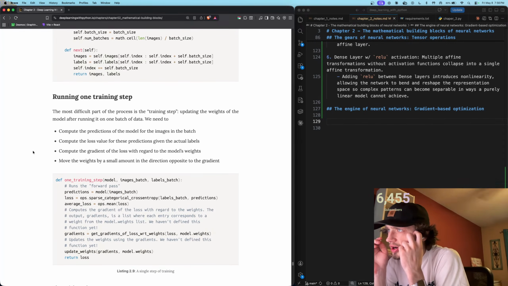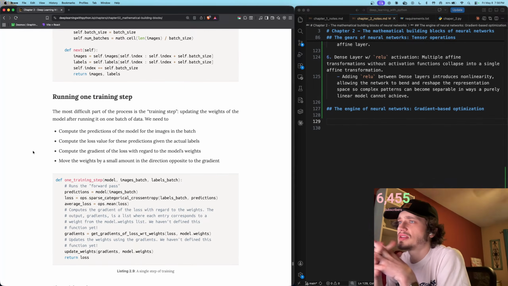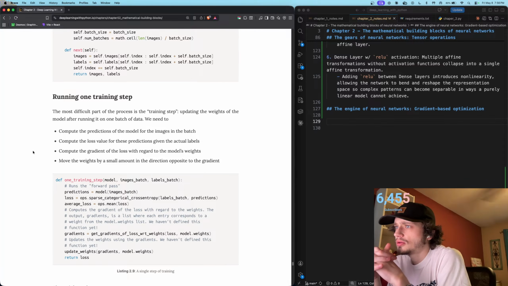The most difficult part of the process is the training step, updating the weights of the model after running it on one batch of data. We need to compute the predictions of the model for the images in the batch, compute the loss value for these predictions given the actual labels, compute the gradient of the loss with regard to the model's weights, and move the weights by a small amount in the direction opposite to the gradient.